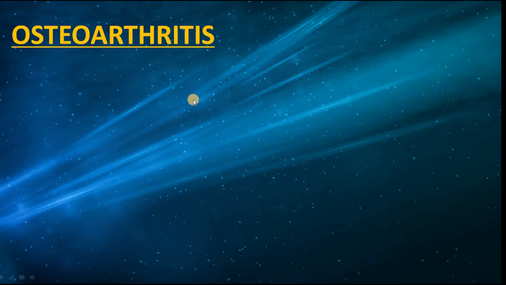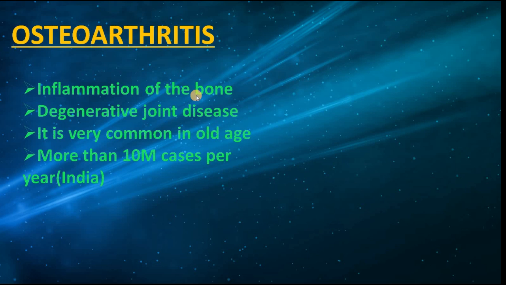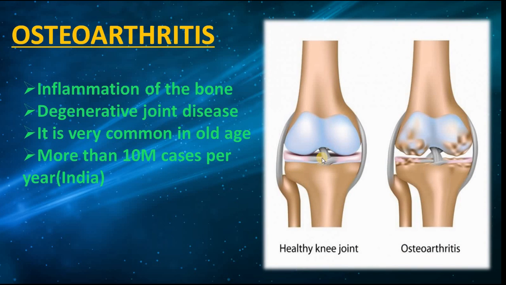And the last is osteoarthritis. Osteoarthritis means there is an inflammation of the bone. It is a degenerative type of joint disease. It is very common in old age, and more than 10 million cases are noted in India. As you can see, there is a healthy knee joint and this is osteoarthritis.